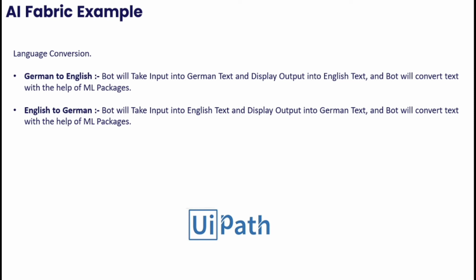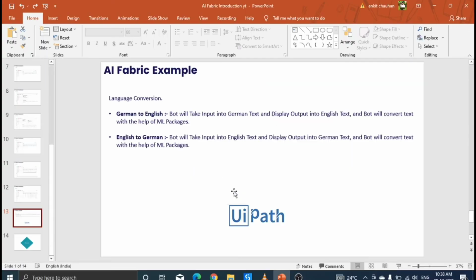Now this one is the AI Fabric example. I will show you a real example of AI Fabric. In this example, our bot will take input text in German from the user and convert this text into English with the help of an ML package, which I told you about in the previous slide. Then again, the bot will take input in English and convert it into German with the help of the ML package. Now let me show you the example in UiPath Studio.